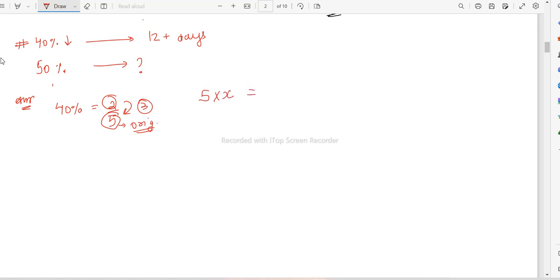But now his efficiency has been reduced to 3, and he has been taking more than he took originally. He's now taking 12 days more than the original one. Now from here you can find the value of x. So if you find the value of x, you will get it as 18 days.